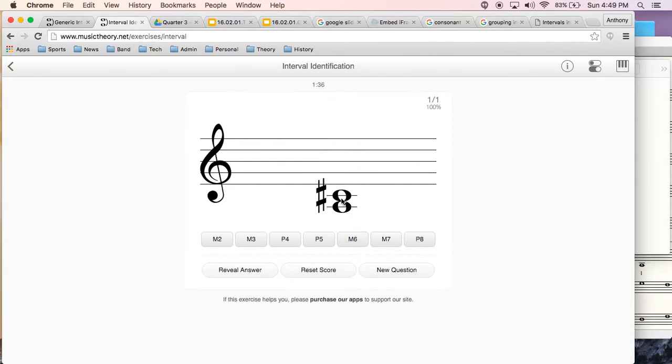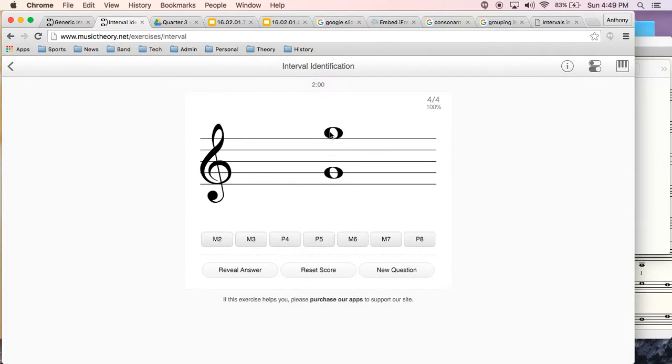Both on lines, therefore it is an odd numbered interval. In this case, are they the same, which would be the first? One away, two away, or three away? It's one away, so it's a major third. Here we go. Both spaces, it's odd. One away or two away or three away? It's two away, that's a fifth. Both lines, it's odd, that's a fifth.